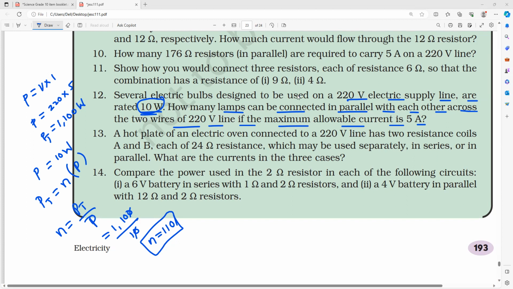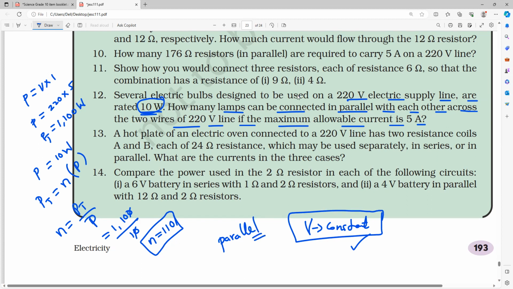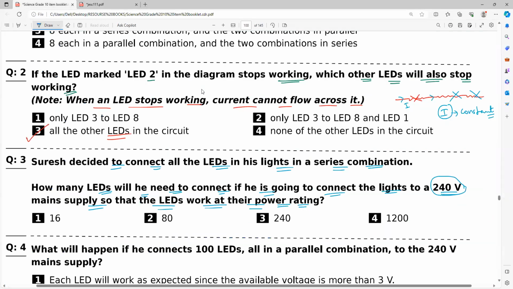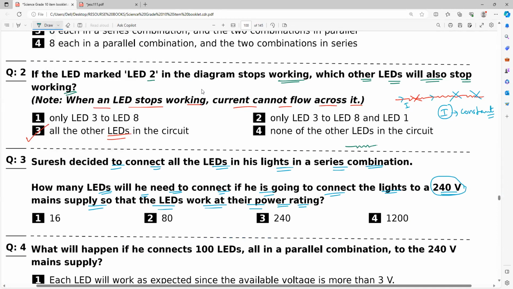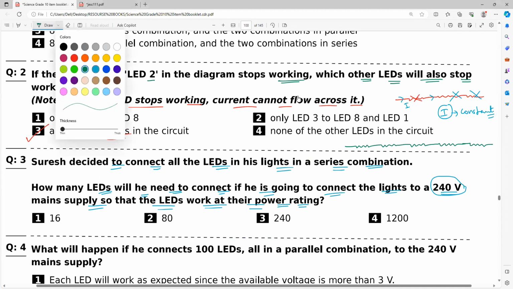Clear? But here it is a parallel connection. We know that in a parallel connection, something remains constant. What is that? Potential difference remains constant in a parallel connection. Are you clear, everybody? But if you take a series connection, does the voltage remain constant or vary? It varies, and the voltage varies according to the resistance, adding up to the total voltage.